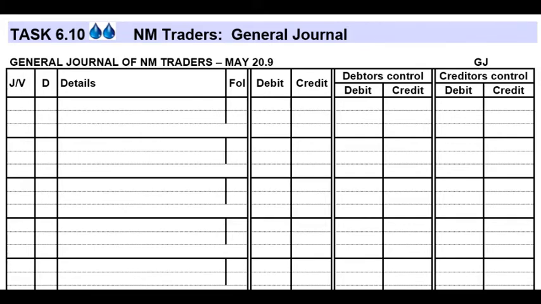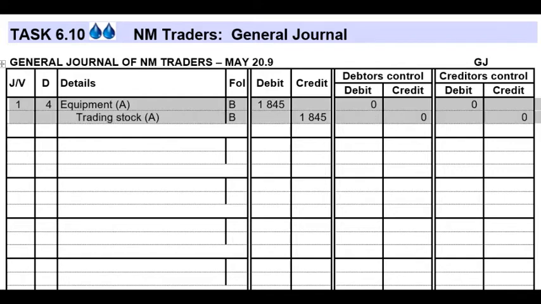It said a check for 1,845 Rand issued to LM Suppliers for an office desk purchased was entered in the trading stock column in the CPJ and posted as such. The reason why this is an error is because we didn't buy trading stock, we bought a desk. Okay, so we should have debited equipment. That's the asset that we bought. We must go and credit trading stock because we accidentally debited it and we have to take that value out, and our narration will only be correction of error.